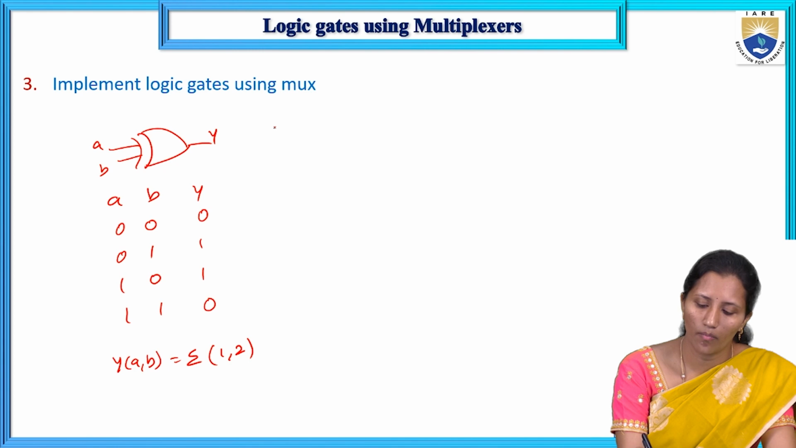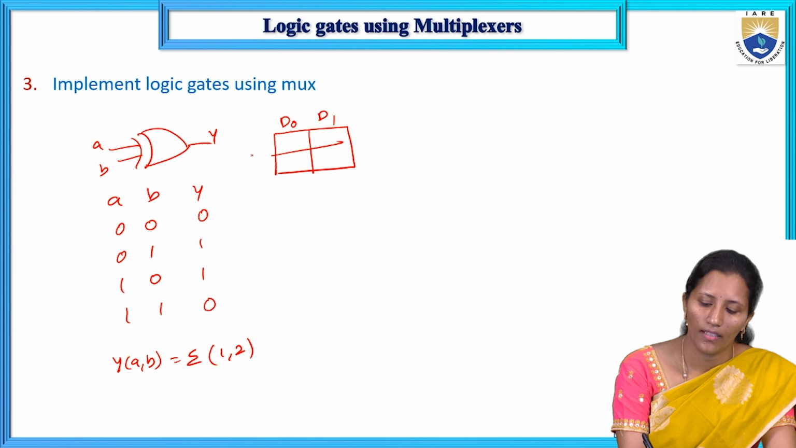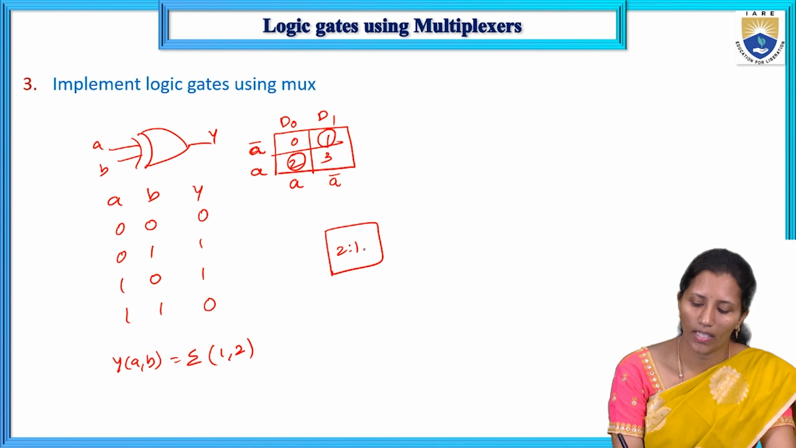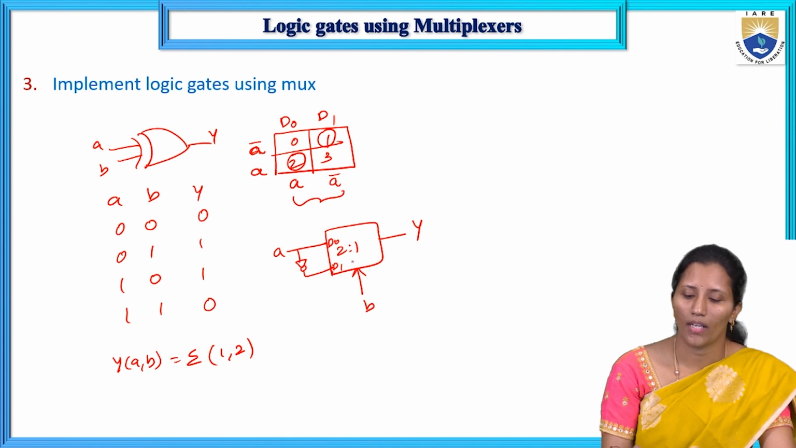Okay. So by using the implementation table, D0 and D1, A bar and A, 0, 1, 2, 3. So 1 and 2 will be circled here. For D0, row 2 is circled, so here we will write A. This is A bar. So in the 2:1 mux, the output is Y, and the selection line is B. A and A bar are the inputs, that is D0 and D1. Both inputs A and A bar are the inputs.